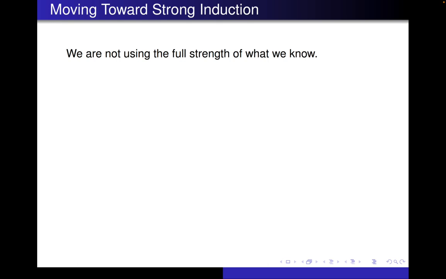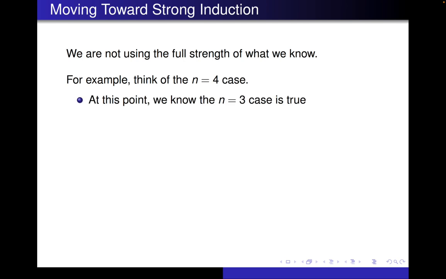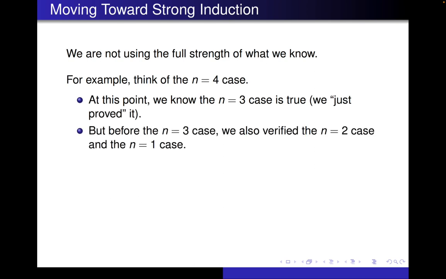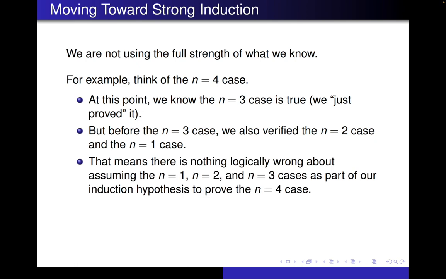But if you look really closely at this process, we're not using the full strength of what we know. For instance, let's think about when we're trying to prove the n equals 4 case. Well, we just proved the n equals 3 case, so we know that one is true. Right? We just proved it. But right before the n equals 3 case, we also verified the n equals 2 case. And right before the n equals 2 case, we did the n equals 1 case. So actually, it's not just the n equals 3 case that we've done, but the n equals 1, 2, 3, all three of those cases.